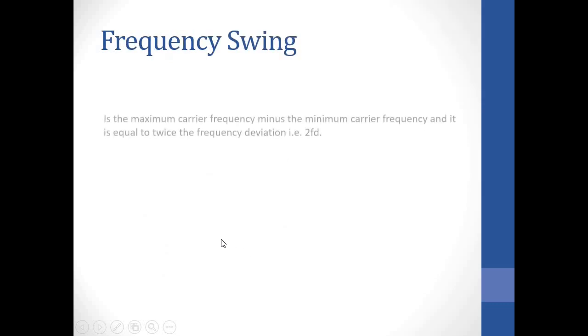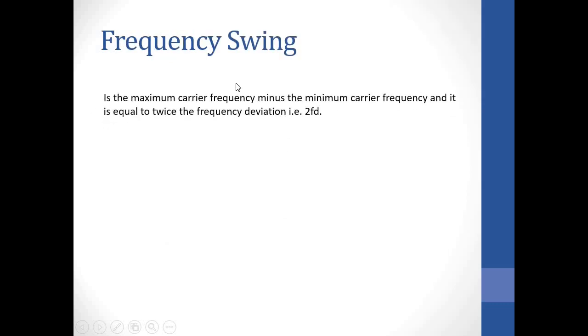Then we've got what we call frequency swing. It is the maximum carrier frequency minus the minimum carrier frequency, and it is equal to twice the frequency deviation. So we're simply saying that we've got our carrier here, and then our carrier frequency can deviate above or below that carrier.